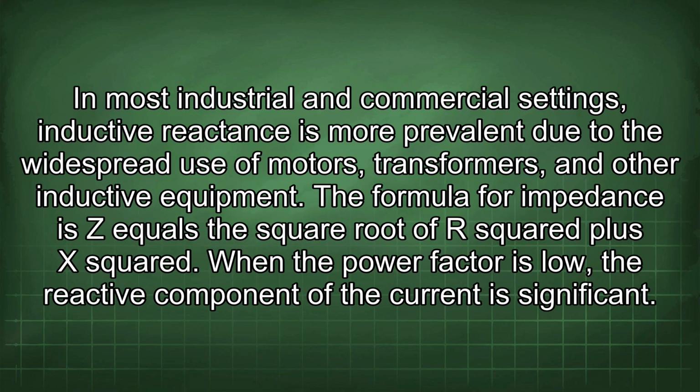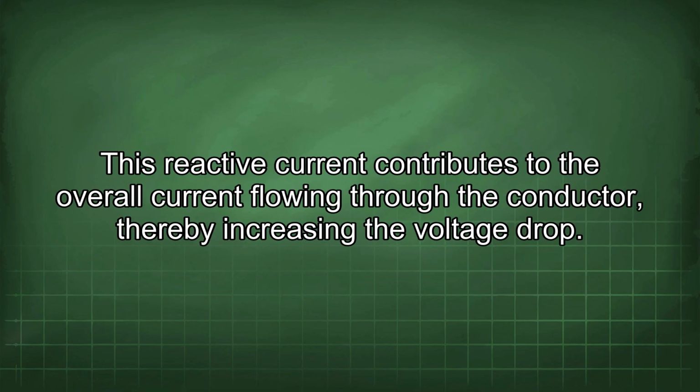In most industrial and commercial settings, inductive reactance is more prevalent due to the widespread use of motors, transformers, and other inductive equipment. The formula for impedance is Z equals the square root of R squared plus X squared. When the power factor is low, the reactive component of the current is significant. This reactive current contributes to the overall current flowing through the conductor, thereby increasing the voltage drop.